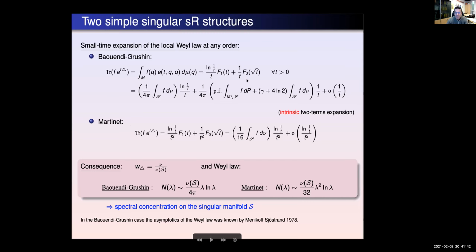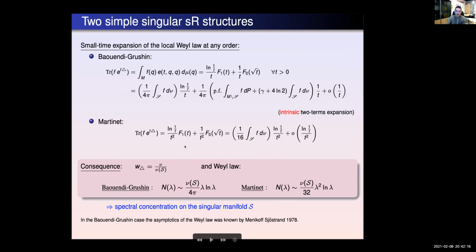And actually, in this expansion, we are even able to compute the two first terms of this expansion. I mean, the term against logarithm divided by t and the term against 1 over t, which are completely intrinsic objects. So in that case, and it is remarkable, we have an intrinsic two-term expansion. In the Martinet case, the difference is that instead of dividing by t, you divide by t squared.